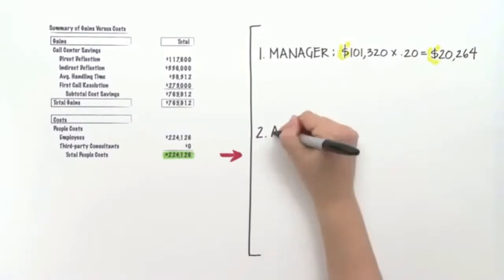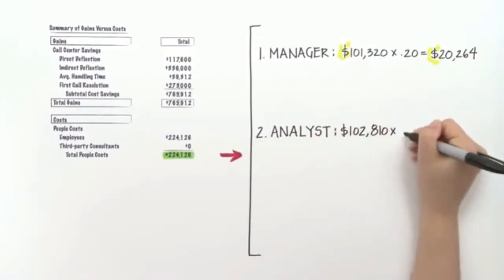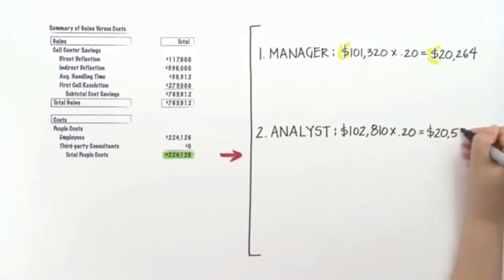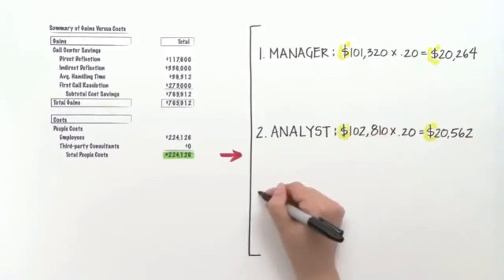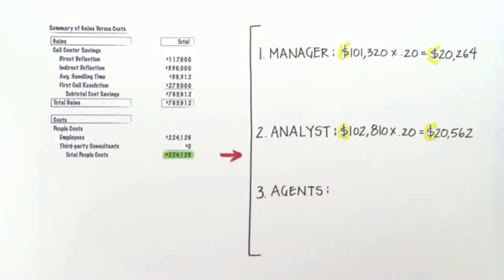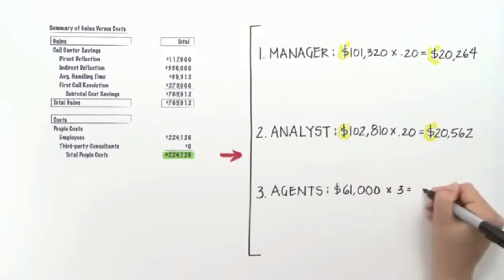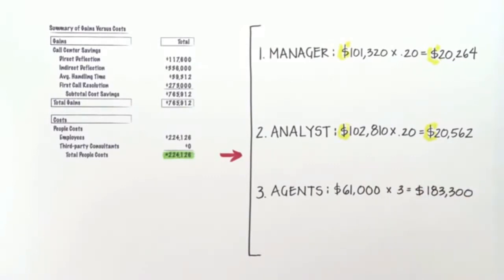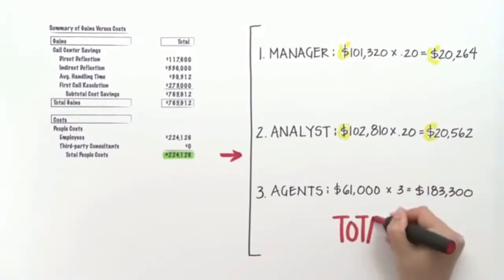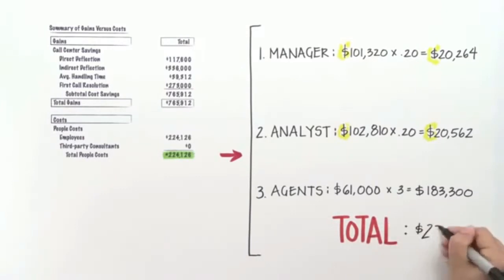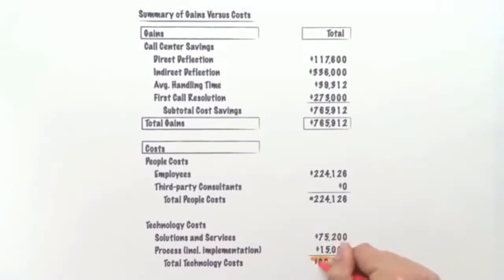And a data analyst at about $103,000 per year, also at 20%, so that's about $20,000 also. And then 3 agents at about $61,000 per year working full-time. These 3 agents will cost about $183,000 for the year. When you add up your people costs, you come up with $224,126.